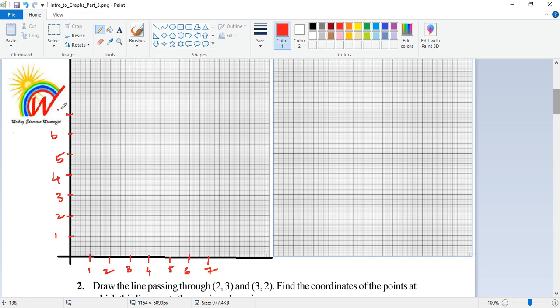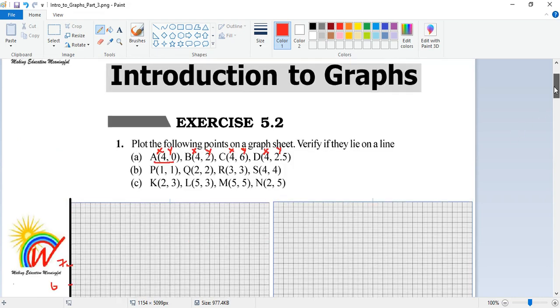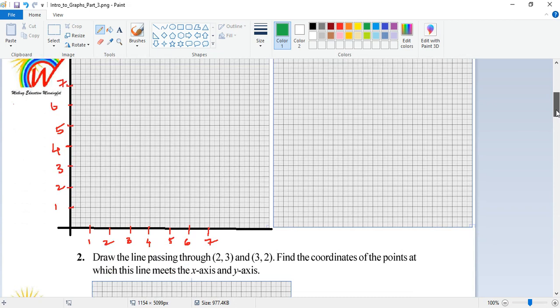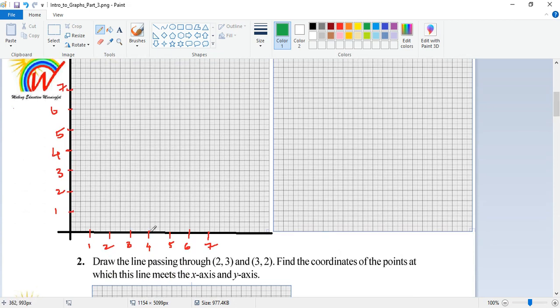So now first point A. This is option A, this one. 4 comma 0, you have to mark 4 comma 0. Let us say 4 is on the x-axis, so this one, and 0 on the y-axis, which is this one. They both meet at this point. This is your 4 comma 0.